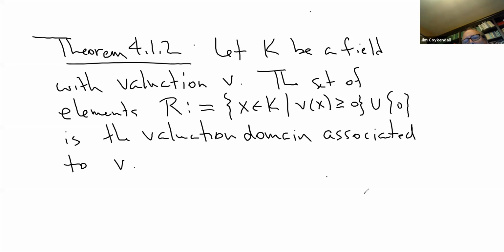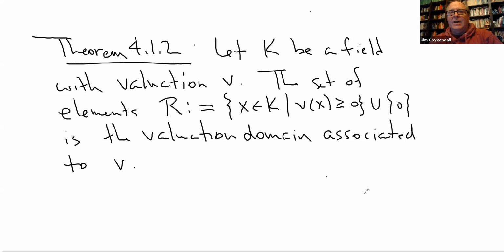You might have picked up on this last time, because last time I constructed a bunch of valuations on the field by first constructing the valuation domain. I said, hey, look at this example that we had before. This was a valuation domain. And then I took the quotient field and said, oh, look, there's my valuation. You can work in reverse.